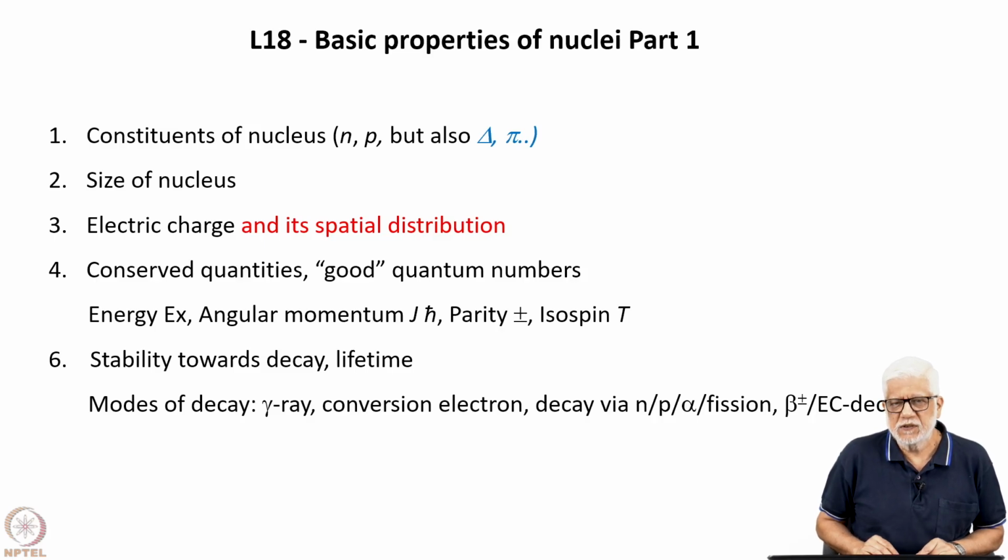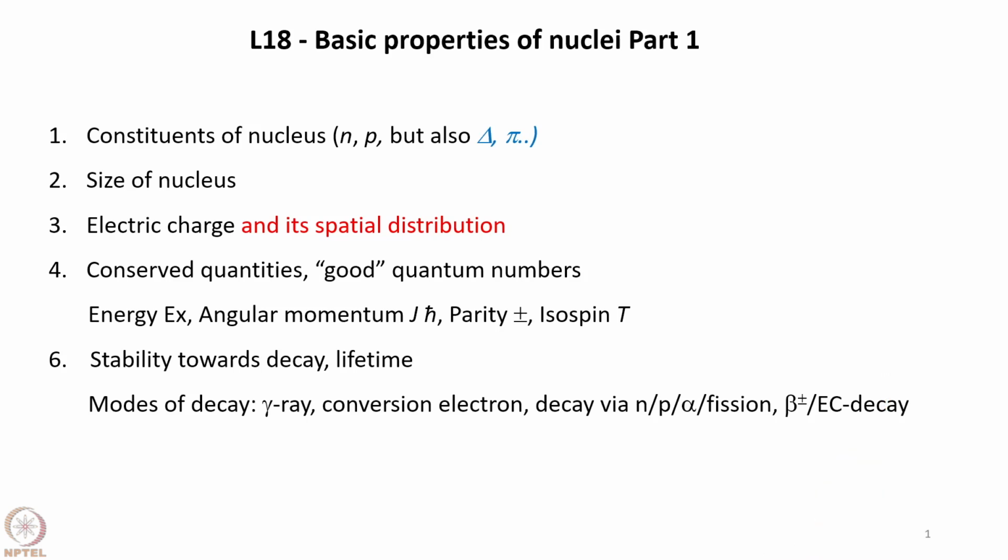Isospin of the nucleus, which is denoted by T, and some other quantities as well, but we will restrict ourselves to these conserved quantities. Then we will talk about the stability of the nucleus towards decay, and then of course, there comes the concept of lifetime of the nucleus. We will talk about various modes of decay. The gamma ray decay, conversion electron decay, decay by emission of neutrons, protons, alpha and fission fragments, then beta plus, minus, electron capture and so on.